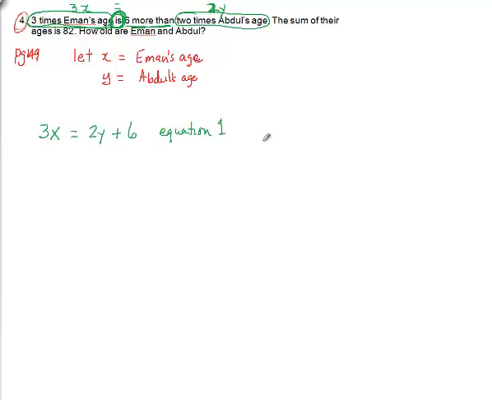Okay. Second equation. Now the next statement should hopefully give us that. The sum of their ages is 82. Sum, of course, you all know by now that means to add. So add their ages. Well, their ages are X and Y. So the sum of their ages is X plus Y. "Is," again, translates to an equal sign, is 82. So here's equation 2.